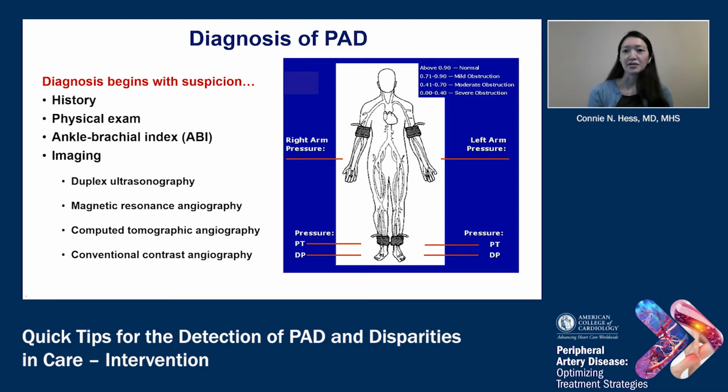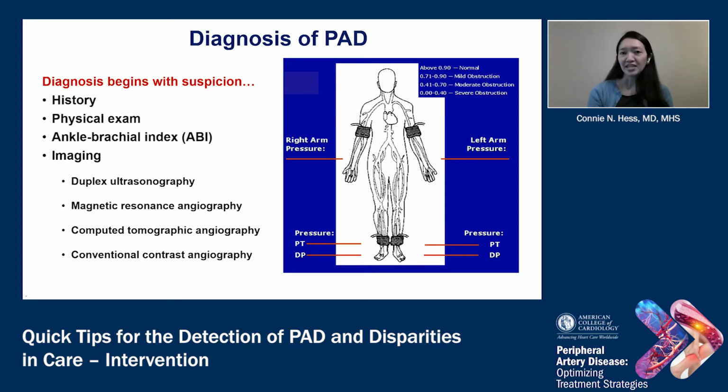History is very important. Exertional leg symptoms or leg fatigue, wounds, rest pain, just as this patient had. These are important things that might trigger suspicion. Physical exam is extremely important. Does the patient have hair loss on the legs, lack of palpable pulses, bruits when you listen? Do they have pallor when you elevate the foot or dependent rubor?